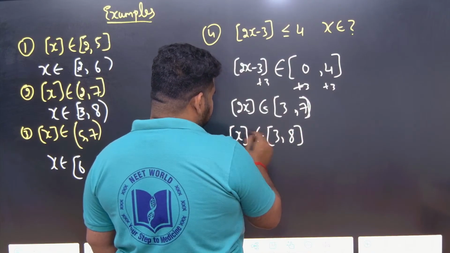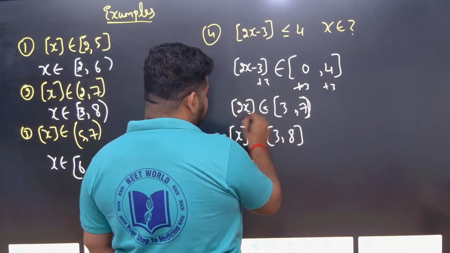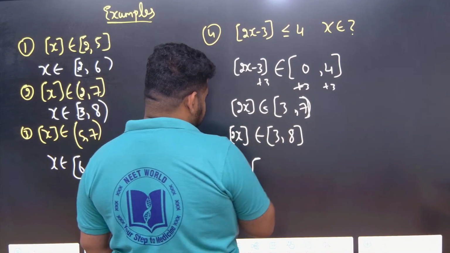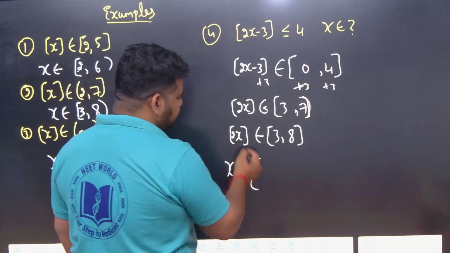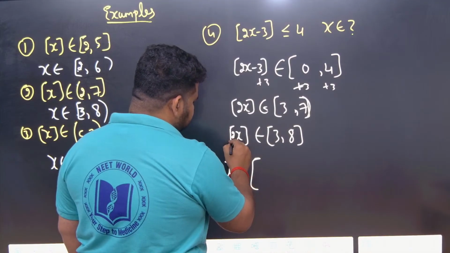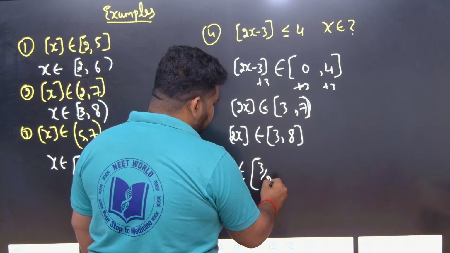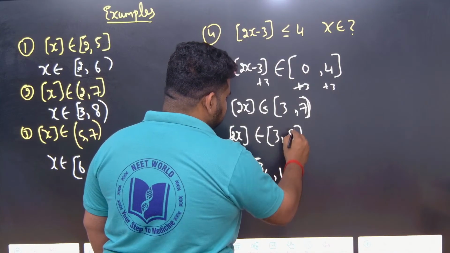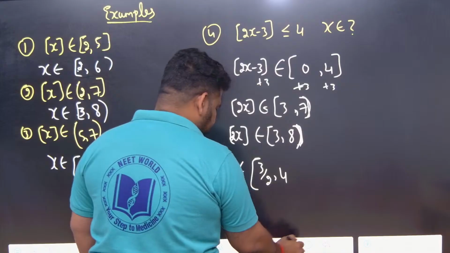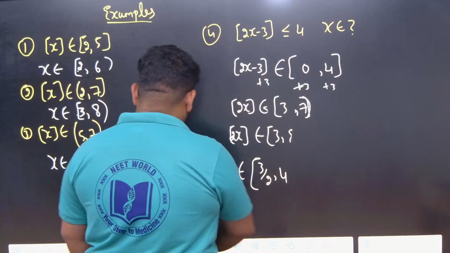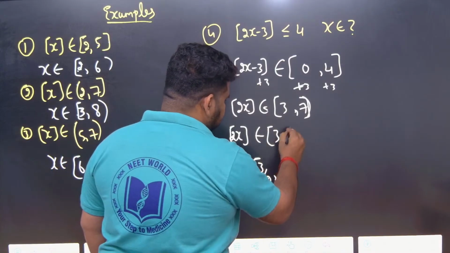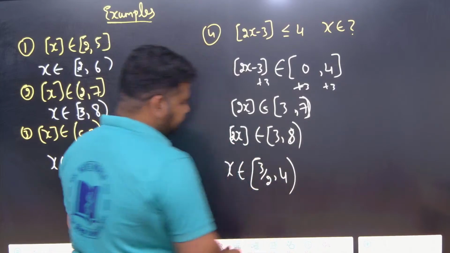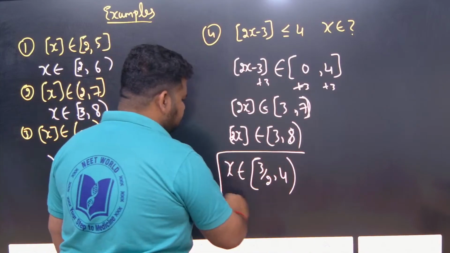Now this is where x is belonging. But here 2x is there, so 2x I will write as it is. Now x belongs to what? I should write divide by 2. That will become 3 by 2 comma 8 by 2, and 8 by 2 means this will become 4. So this is where x belongs to. This should be an open interval, because the closed I have made it open. So this is the answer, friends. This is how you can solve this question.